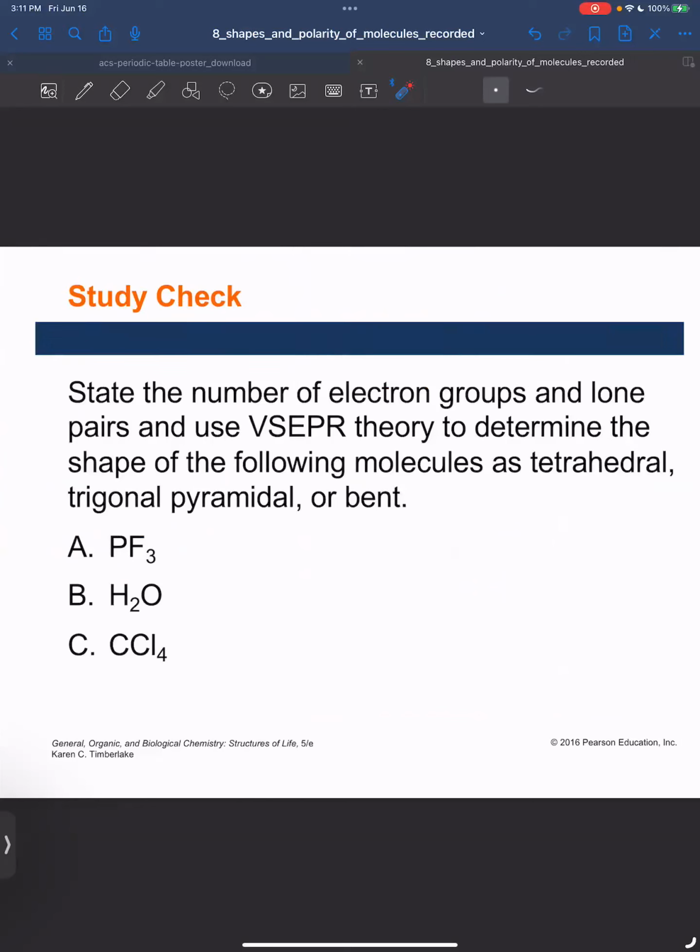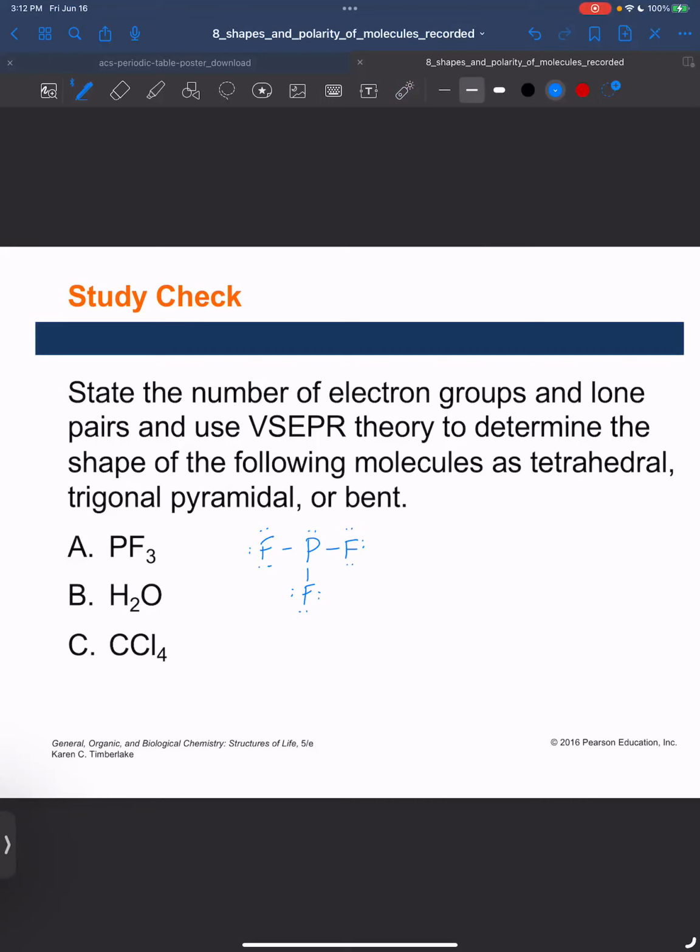All right, pause the video and try this one on your own first, and then check your work with me when you're done. All right, so basically we just need to figure out the geometry, but before we do that, we'll need to draw the Lewis structures. So for phosphorus trifluoride, the Lewis structure you should have derived looks like this.